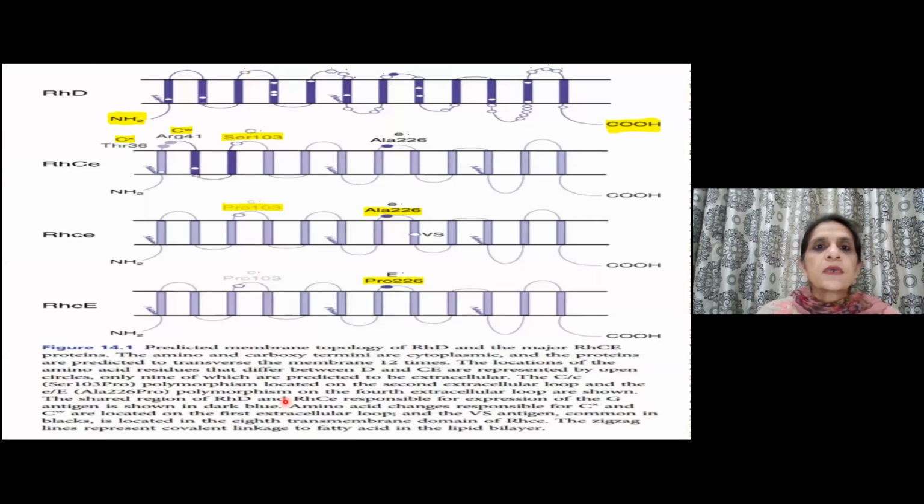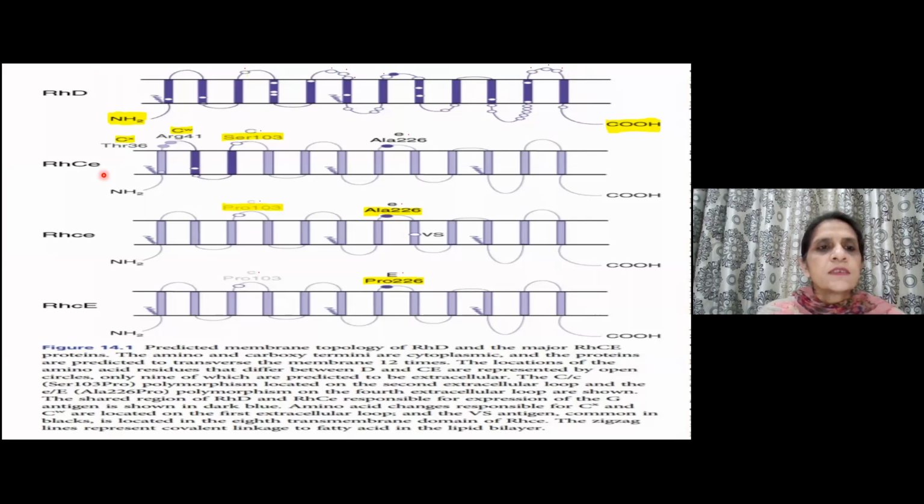So we can see in this diagram the RHD, wherein the amino and carboxy terminals are both lying intracellularly. The differences between the RHD and RHCE are shown on these open circles, which lie extracellularly. There are 9 of these that are extracellular. The rest of the differences lie intracellularly or in the transmembranous region.